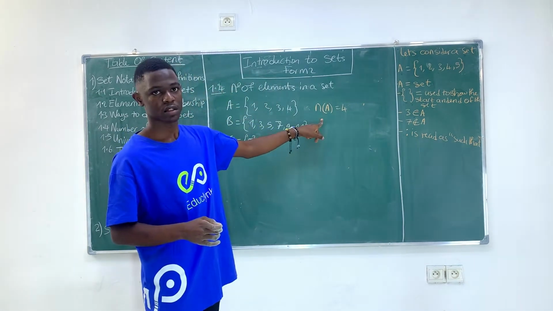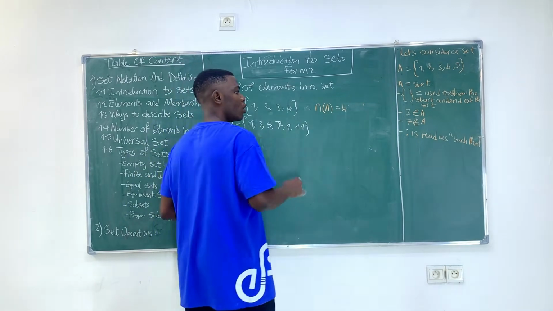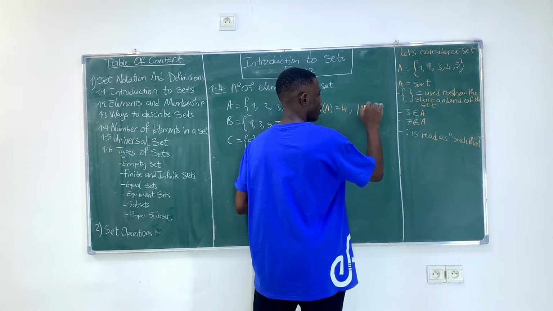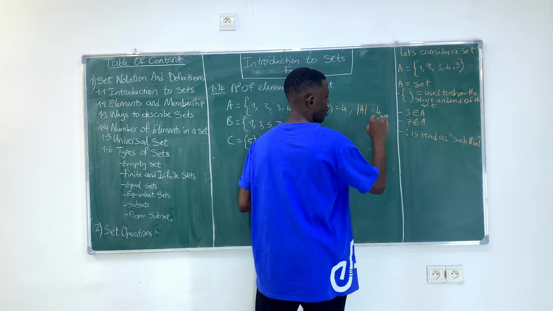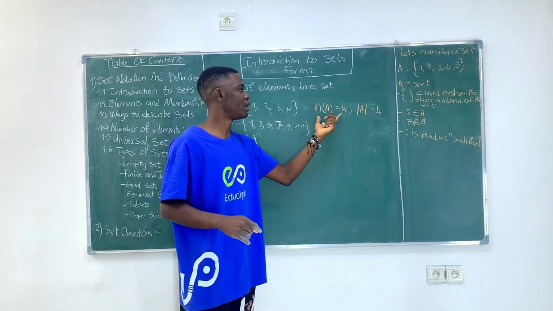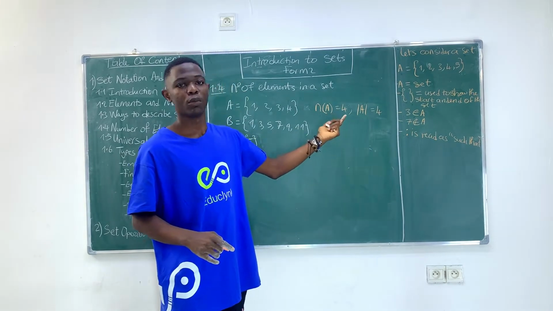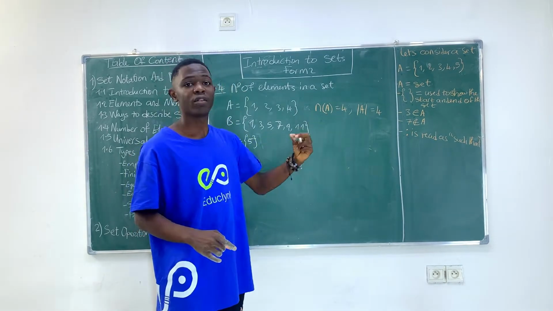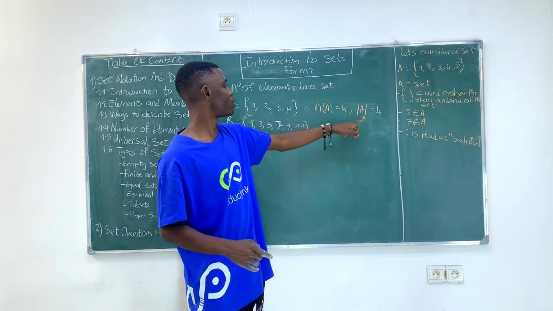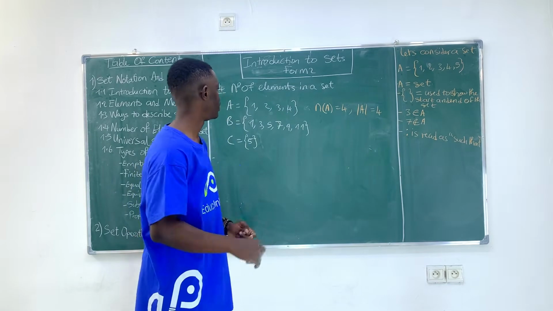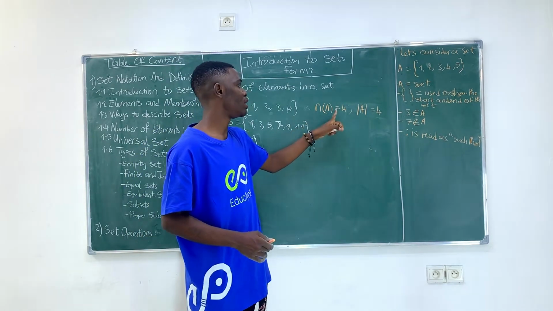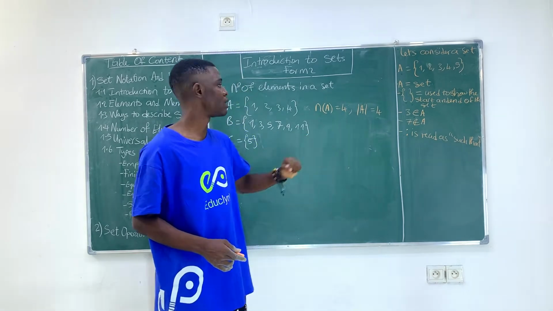We write it like this, or we write it like this. This will most likely be used. This is what is most widely used in school and everywhere. But this can also be used to represent the number of elements in A. So this means the number of elements in A is equal to 4. It means there are 4 elements in A.